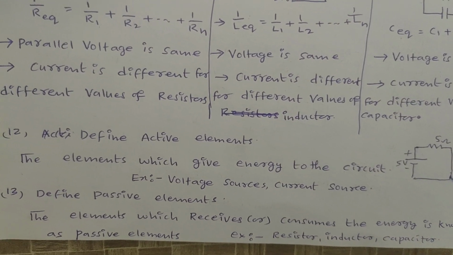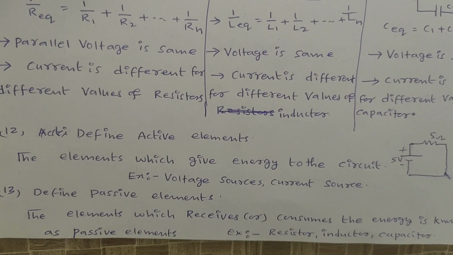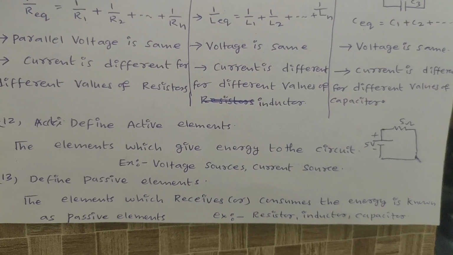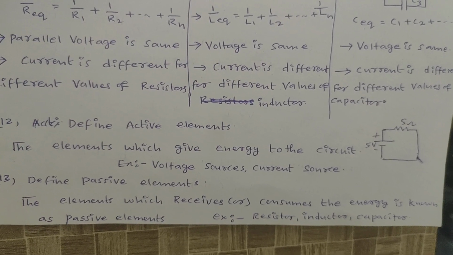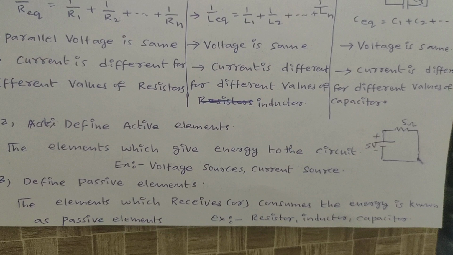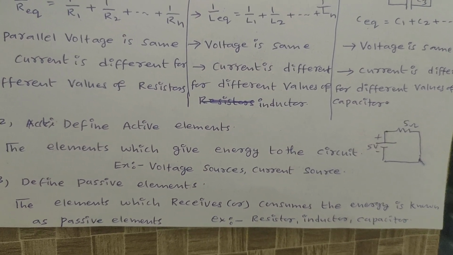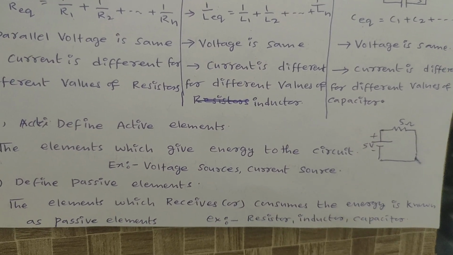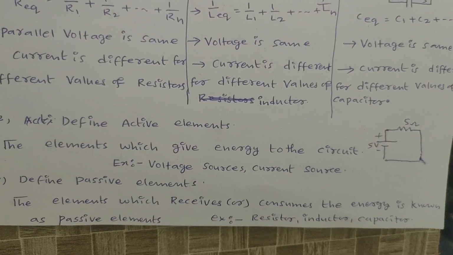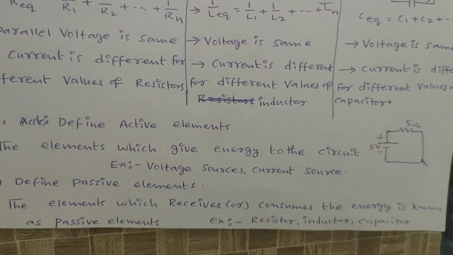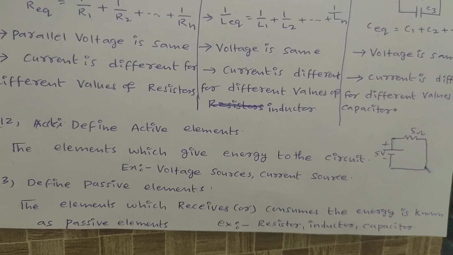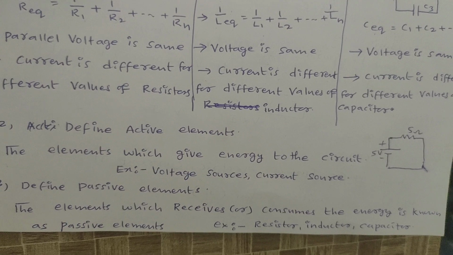Next, define passive elements. The elements which receive or consume energy are known as passive elements. Examples: resistor, inductor, capacitor. A resistor consumes energy; it is only a heating element, whereas inductor and capacitor are energy storage elements. In electrical there are only two energy storage elements, that is inductor and capacitor.